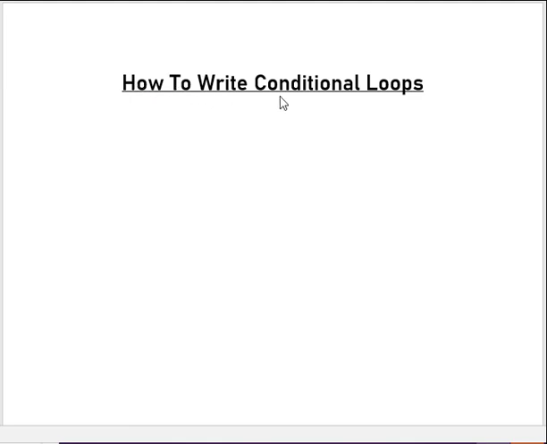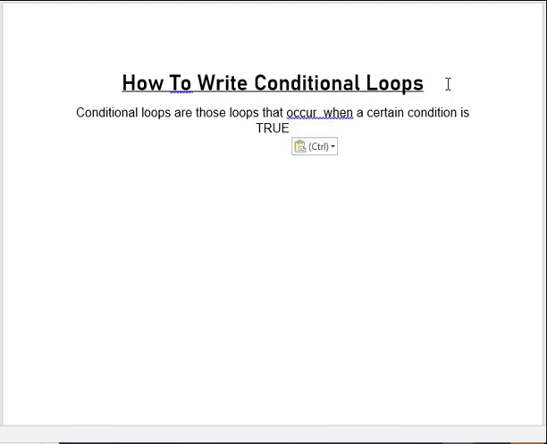Today we are going to learn how to write conditional loops. So the first question that arises in our mind is, what is a conditional loop? Conditional loops are those loops that occur when a certain condition is true. For example, if the number is greater than 10, then a certain task is to be performed, and it will only be executed if the number is greater than 10. It will not be executed when the number is less than 10 or equal to 10, until we put the condition over there.